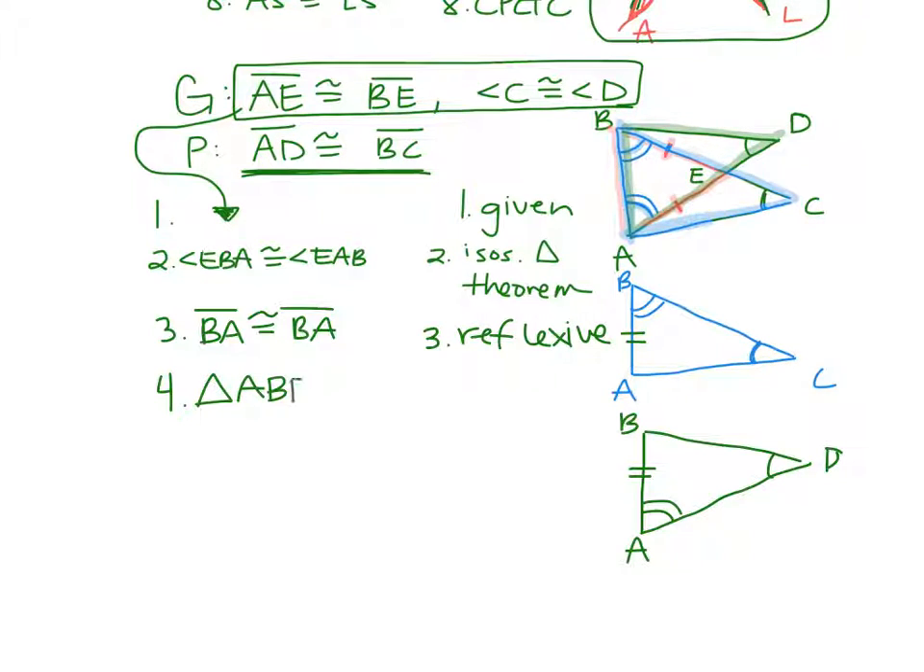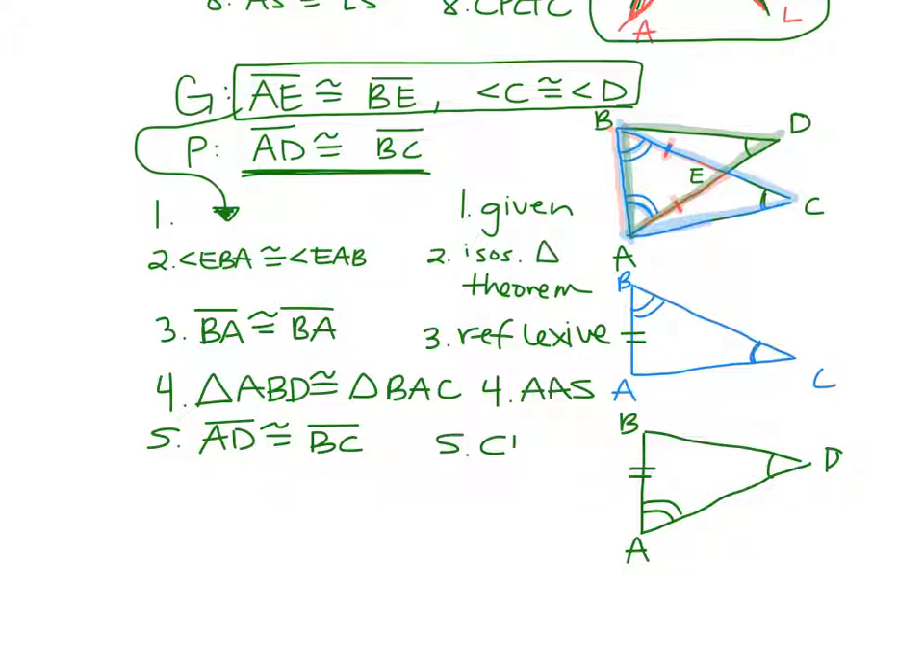But based on what we're seeing right now, we can say that the two triangles are congruent. So ABD is congruent to, if I go ABD, I have to go BAC. Why do I know that? What do your markings tell you? Why are the triangles congruent? AAS. Okay, so then we can say that the parts are congruent. AD is congruent to BC by what? CPCTC.